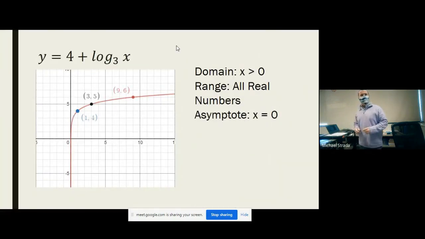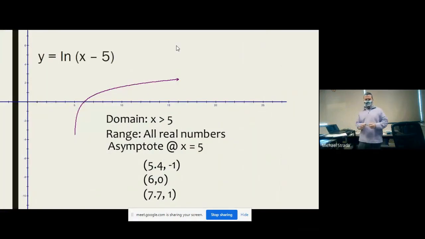4 plus log base 3 of x, the points are 1, 4, 3, 5, and 9, 6. Natural log of x minus 5, the domain is x is greater than 5. The range is all real numbers, asymptote at x equals 5, points 5.4, negative 1, 6, 0, and 7, 1.